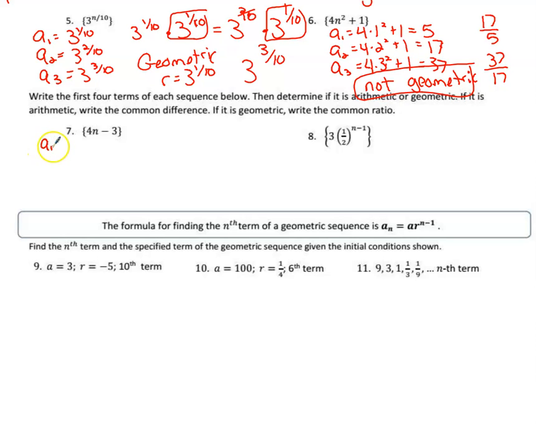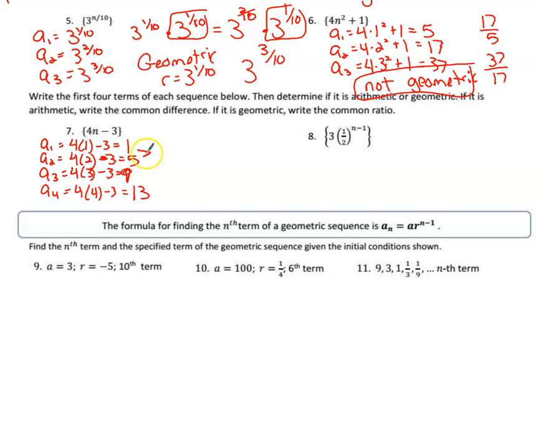Well, the first term on this one would be 4 times 1 minus 3, which is 4 minus 3, which is 1. The second term is 4 times 2 minus 3, which is 8 minus 3, which is 5. The third term is 4 times 3 minus 3, which is 12 minus 3, which is 9. And then the fourth term is 4 times 4 minus 3, which is 16 minus 3, which is 13.